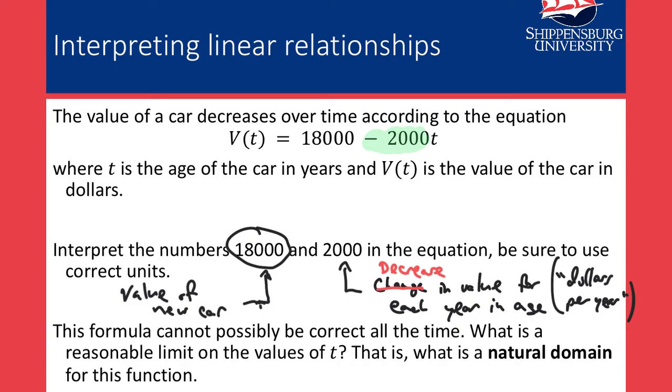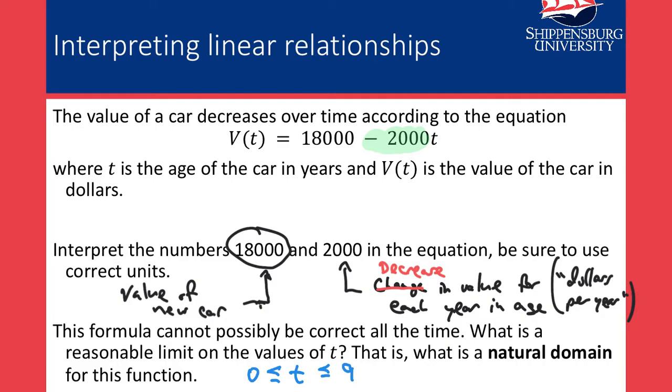And then finally, when we have a function in a context, we have to think about what the meaning of the variables are and everything so that we're not putting in crazy numbers. So for example, V of -5 would make no sense because there's no such thing as a -5-year-old car. So in this case, the t's need to be non-negative numbers. 0 is okay. 0 would mean the car is new. And also, the equation can't possibly work if the t is beyond 9.